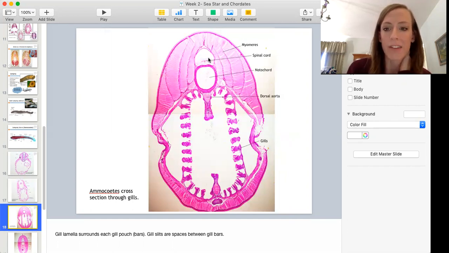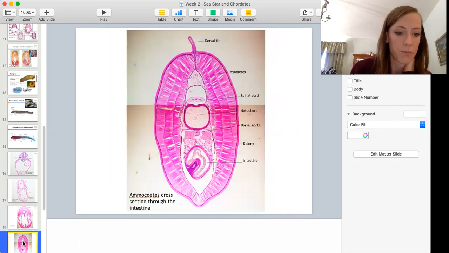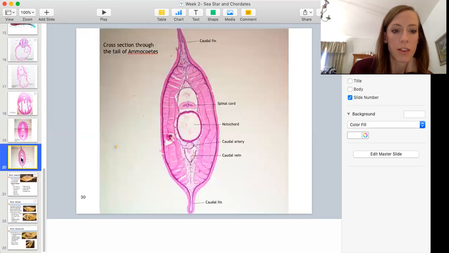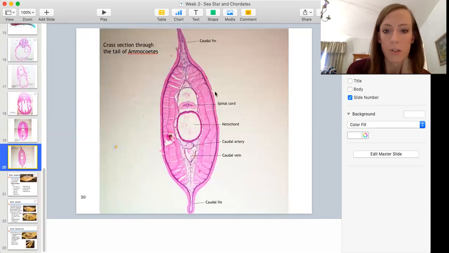Myomeres. Spinal cord kind of flattens out as you travel back towards the tail region. The notochord, large pharynx, lots of gills. Okay. Spinal cord again, notochord, intestine now. We've got kidneys and a dorsal aorta surrounded all over by myomeres. Okay. And then the last cross section we've got, still got our myomeres, got a big notochord and spinal cord.